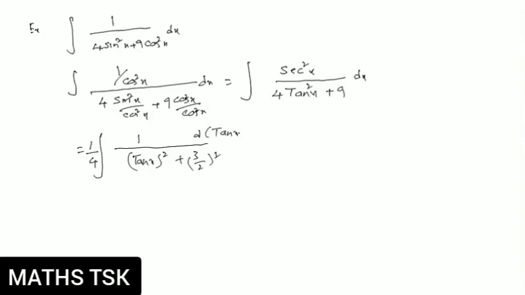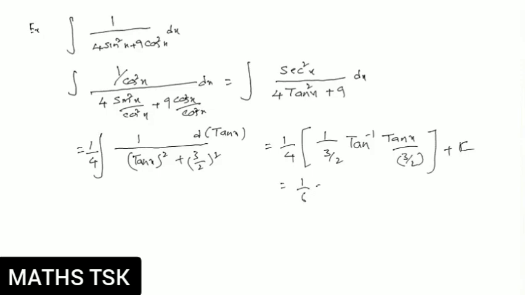Now if you consider tan x is equal to t, look here, 1 by t square plus a square into dt, nothing but the formula 1 by a tan inverse of x by a, where x is nothing but tan x, and a is 3 by 2, plus c. So this is 1 by 6 into tan inverse of 2 tan x by 3, plus c. A very simple problem. Then we will go into the next method. One problem is more than enough.